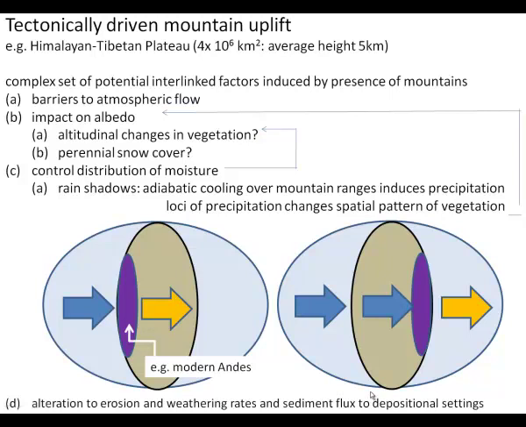So the adiabatic cooling over mountain ranges will change the pattern of precipitation, most obviously through the formation of rain shadows. A key variable as well that we'll see associated with the development of mountains is alterations over time in rates of erosion and weathering and sediment flux to different depositional settings.